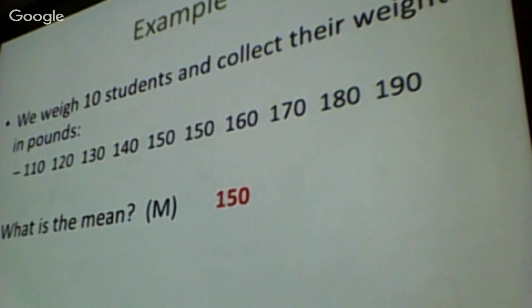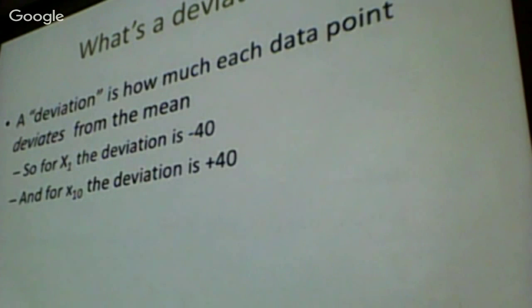Right? So my deviation scores are going to be each of these minus the mean. At the low end, 110 minus 150 is minus 40. At the high end, 190 minus 150 is plus 40. Those are my deviation scores at the endpoints. But when I get closer, the deviation scores get smaller. This is only 10, that's 20, and so forth. So a deviation is how much each data point deviates from the mean.